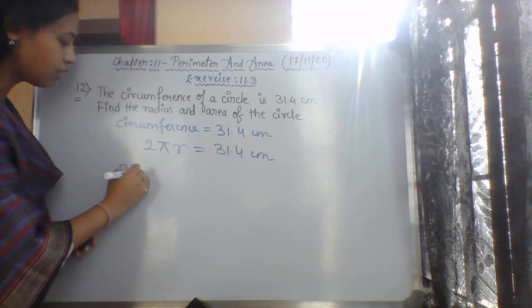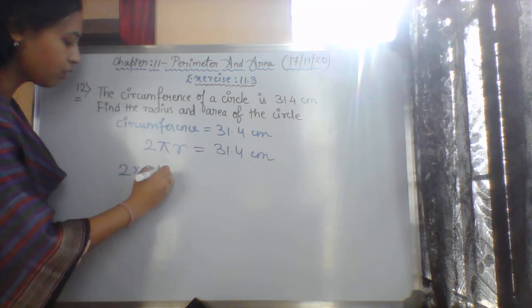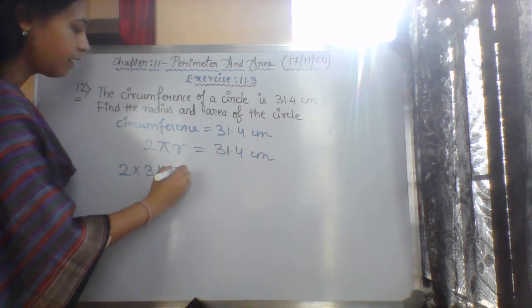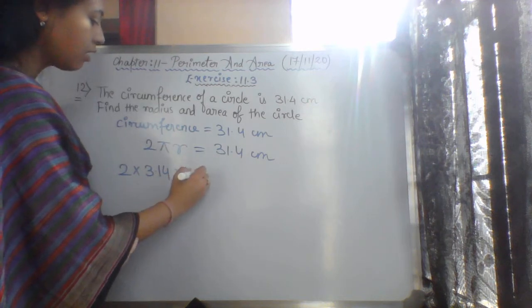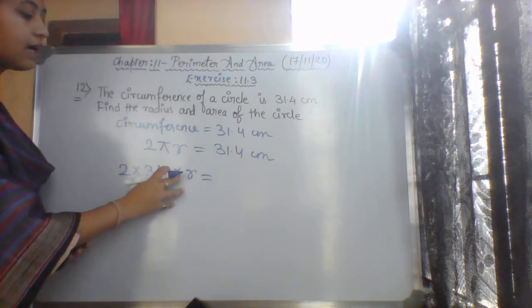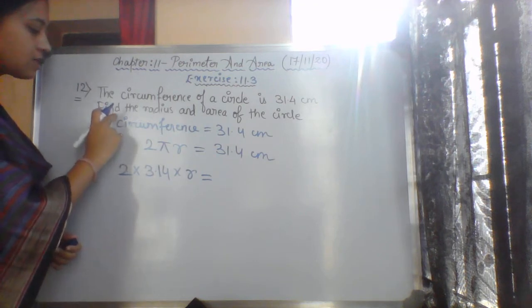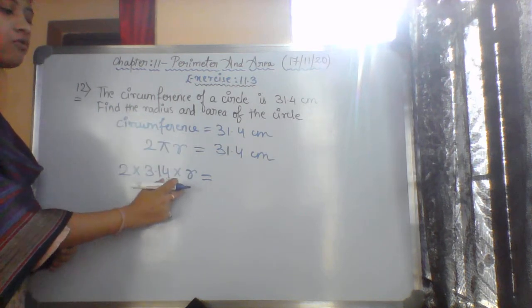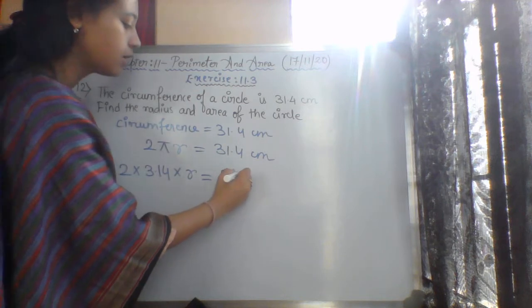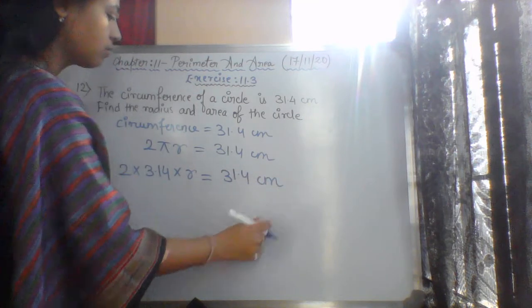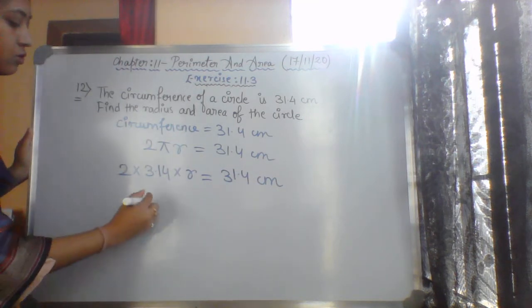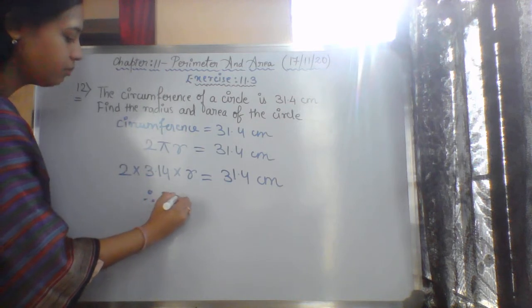Now you put the values you know in this equation. So 2 into 3.14 multiplied by r, because we don't know the radius of the circle. They have asked to find the radius. So I am denoting it with r only, equals 31.4 centimeter. Okay, so therefore r will be equal to what?